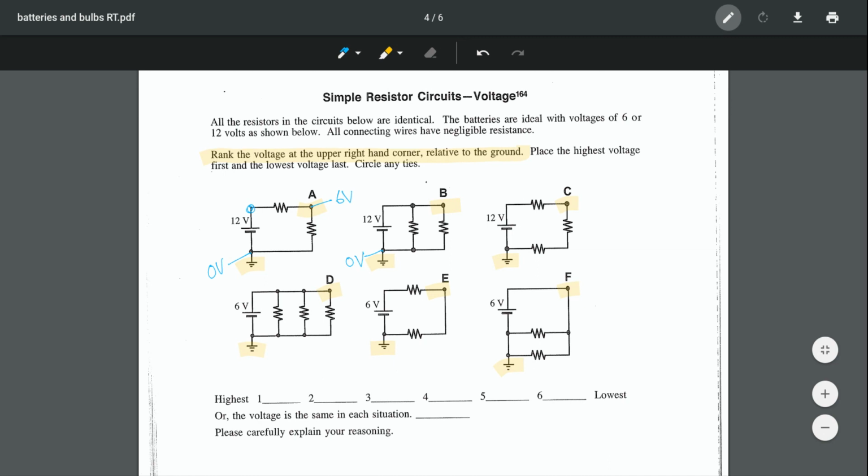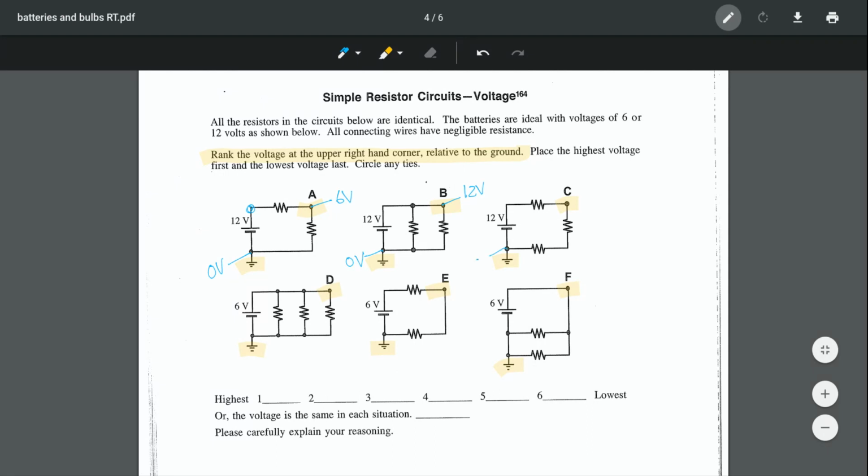Okay, cool. So if I move up from ground, I go through the battery. So I'm going up 12 volts. And then if I shift to the right to point B, I'm still at 12 volts. So this here is still up at 12 volts of elevation. I haven't moved. I haven't descended. I haven't gone through any resistors or anything.